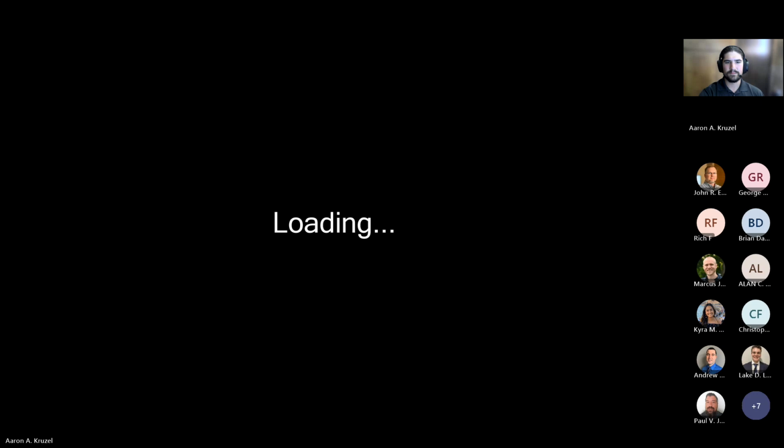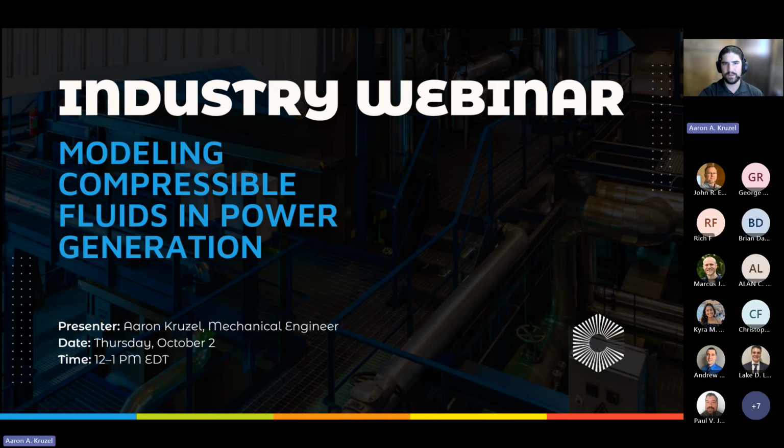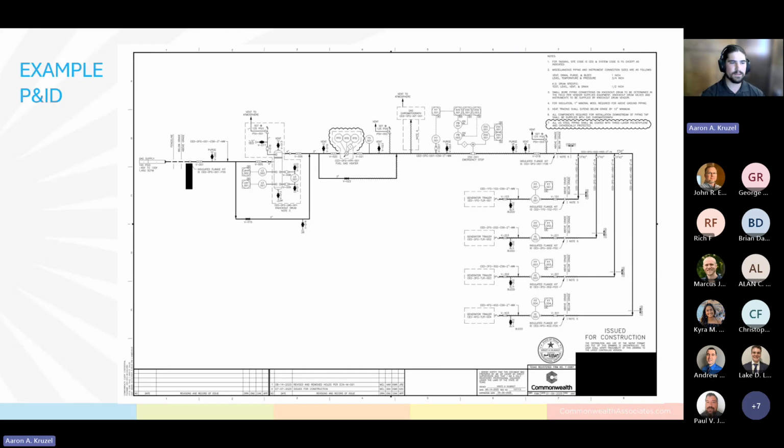Okay, so what does this look like from a client side? The end result is going to be a P&ID deliverable. We want to deliver something that can be constructed to isometrics, but the prime example is P&IDs, and this is what goes to the client.